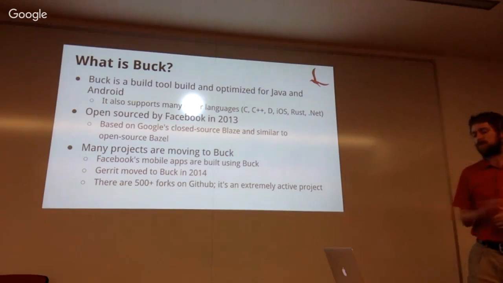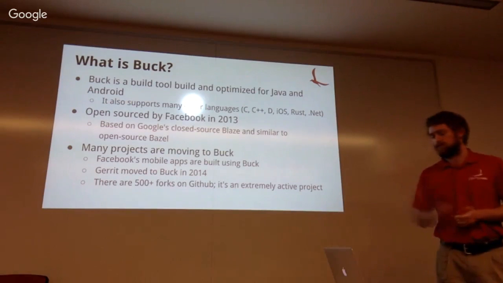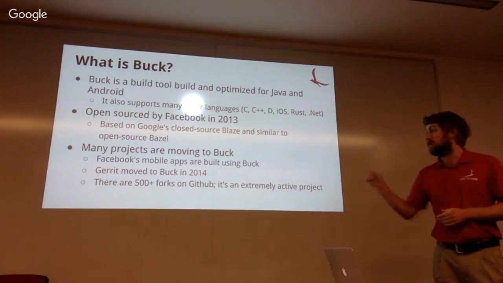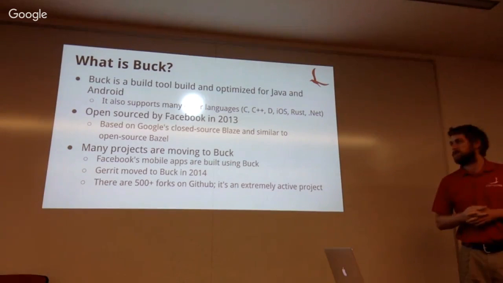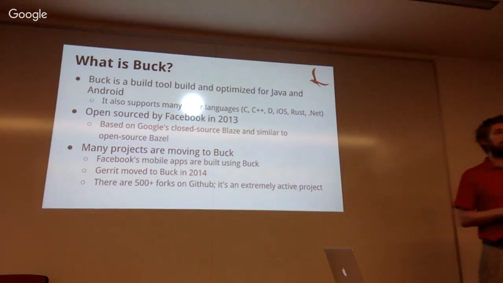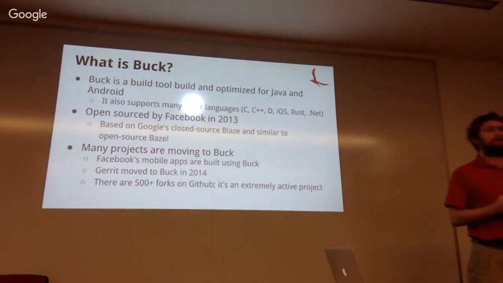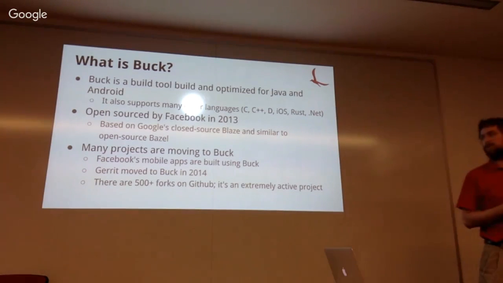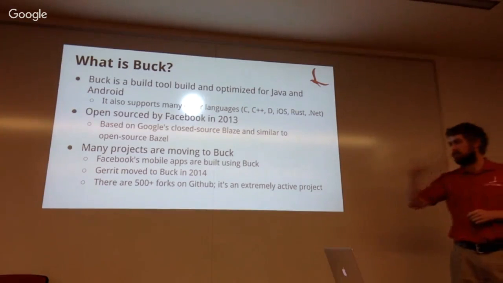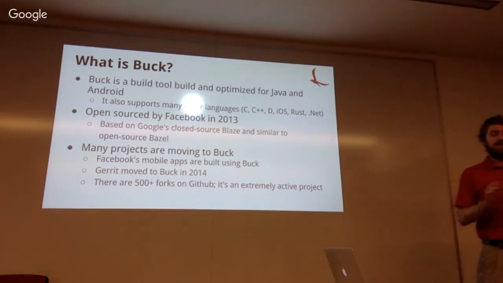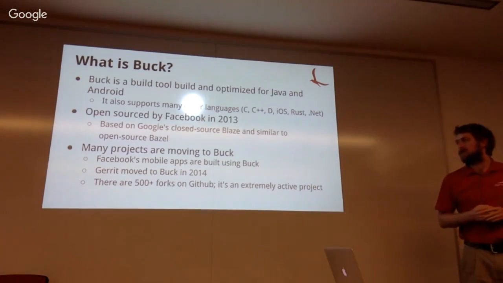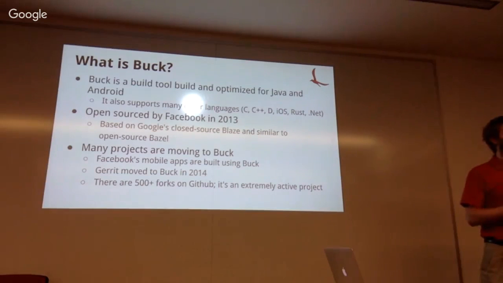So it's possible to move back and forth between the two in the future if we want. But there's a lot of projects moving to Buck. Most of Facebook's mobile apps are built using Buck. Gerrit, which is an open source tool that you're probably familiar with if you've contributed code to many open source projects, is now built using Buck. It's incredibly active on GitHub. They do, I don't know, dozens of patches a day. There's several hundred forks. So it's a popular project. It's constantly evolving, changing, and getting faster, which is cool.